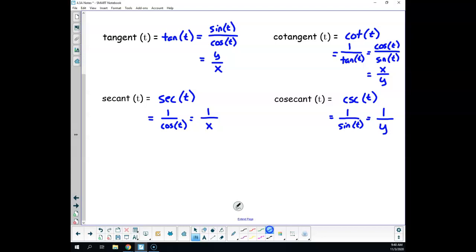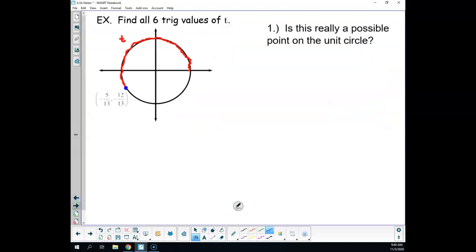Now, in order for all of these to work, the point has to be on the unit circle. So x squared plus y squared has to equal 1. That's the equation of the unit circle. So we want to find all 6 trig values of t, but the first thing we have to ask is if it's really possible for this to work out.